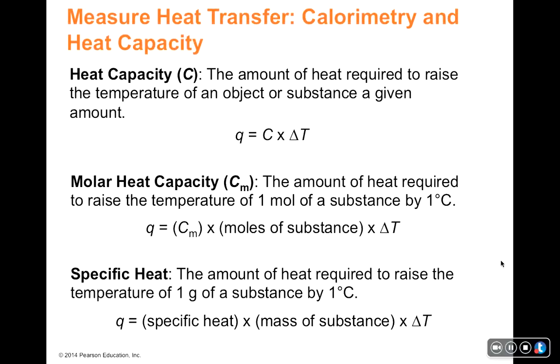If you did this by units, you could see how it works out. Lastly, specific heat is the amount of heat required to raise the temperature of 1 gram of a substance by 1 degree Celsius. So notice the difference between molar heat capacity and specific heat: molar heat capacity is talking about a mole of a substance, and specific heat is talking about a gram of that substance. So again, the formula here is specific heat times mass of the substance times the change in temperature. So you should be able to work with all three of these formulas in different types of problems.